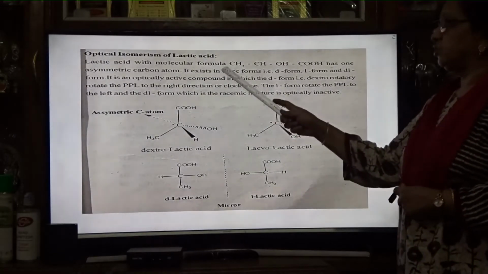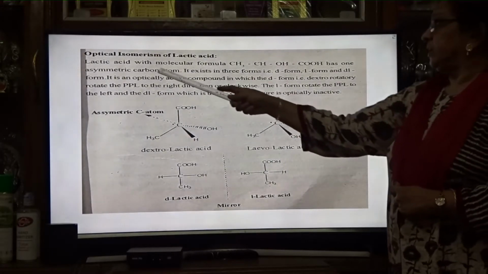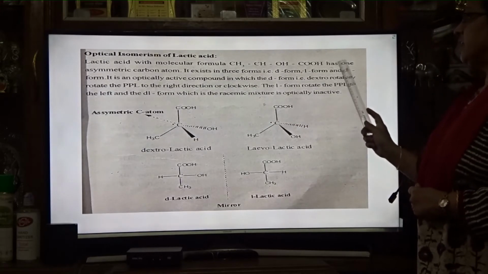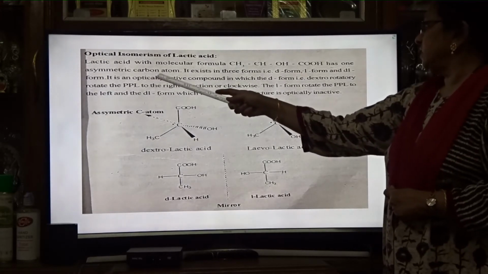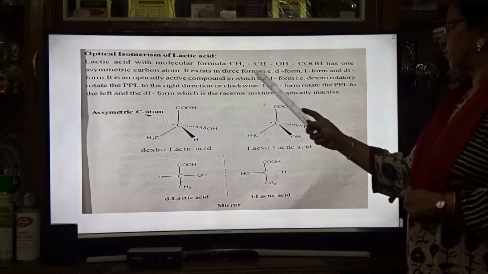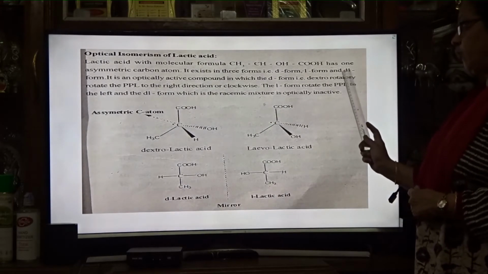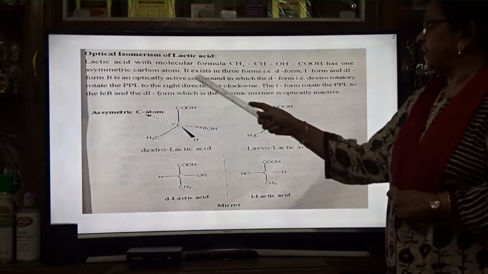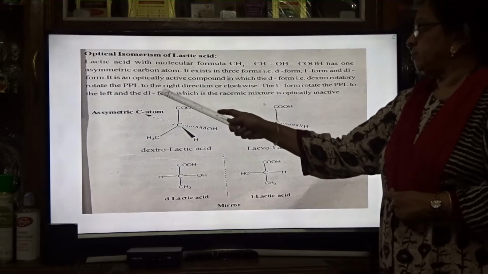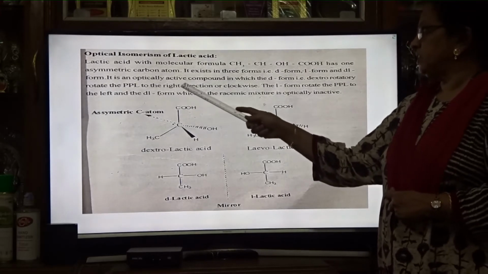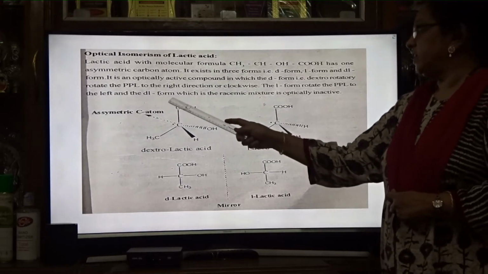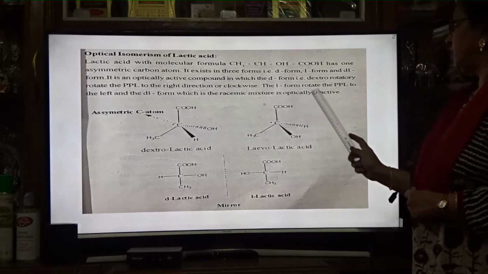Then optical isomerism of lactic acid. Lactic acid has the formula CH3CHOHCOOH and has one asymmetric carbon atom. Having one asymmetric carbon atom, it exists in three forms: D form, L form, and DL form. It is an optically active compound in which the D form is dextrorotatory and rotates the plane polarized light, that is PPL, to the right or clockwise. The L form rotates the PPL to the left, and the DL form, which is the racemic mixture, is optically inactive.